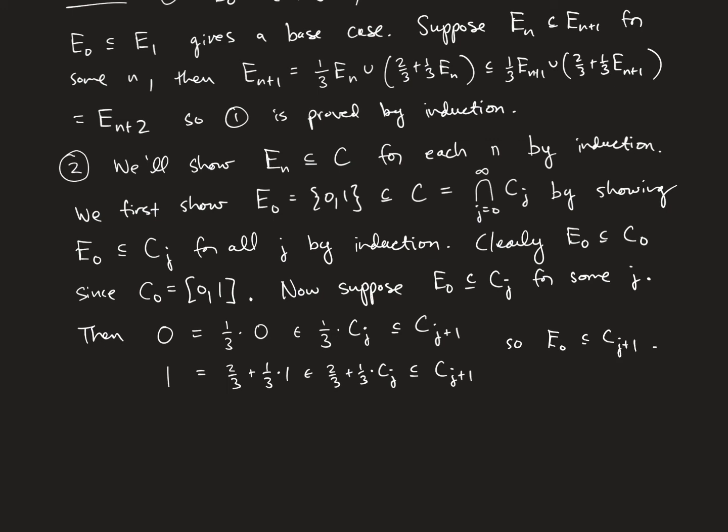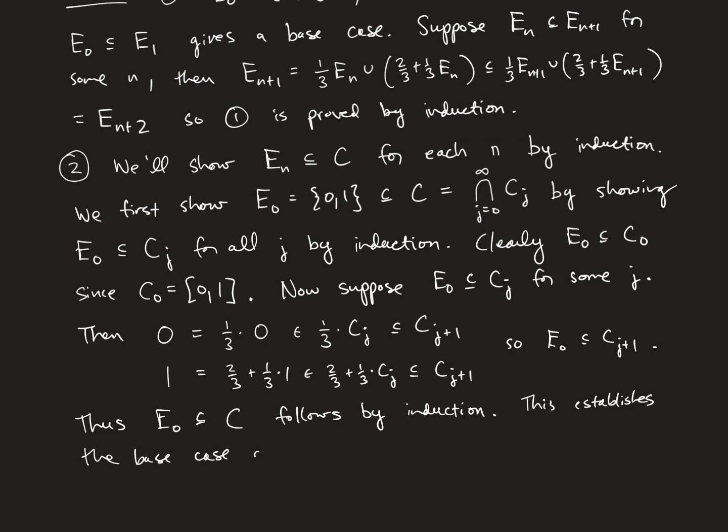Okay, so thus E_0 is contained in C. Thus, E_0 contained in C follows by induction. And this is the base case of our first induction. This establishes the base case of our first induction.